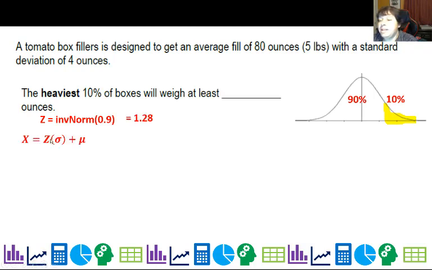Go ahead and use that formula again to find our x values. 1.28 times 4 plus 80 is 85.12 ounces. So the heaviest 10% of boxes will weigh at least 85.12 ounces.